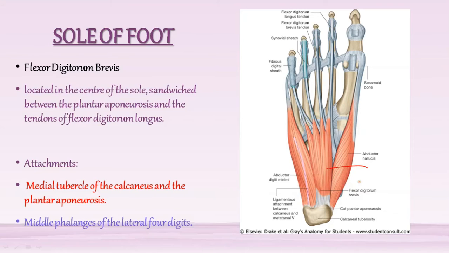Now the attachment of the muscle. This muscle arises from the medial tubercle of the calcaneus. This is the medial tubercle of the calcaneus. So it arises from the medial tubercle of the calcaneus and the plantar aponeurosis, and it is inserted on the middle phalanges of the lateral 4 digits. It is inserted over here at the middle phalanges of the lateral 4 fingers.